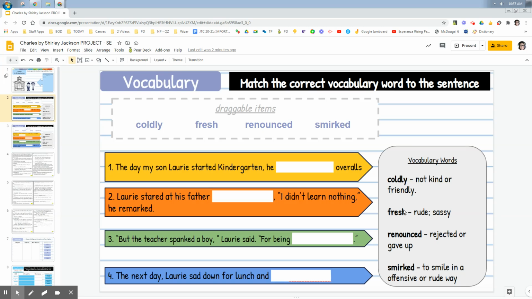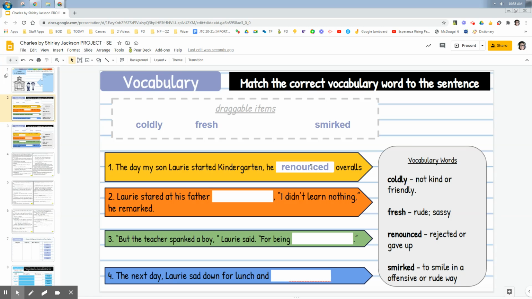So the next one is renounced, meaning to reject or give up. The day my son Lori started kindergarten, he renounced overalls. So he rejected or gave up overalls. That makes sense. That means he doesn't want to wear them anymore. Let's check the last one. The day my son Lori started kindergarten, he smirked overalls. So smirk means to smile in an offensive or rude way. So he smiled overalls. Well, that doesn't make sense either. So what you're going to do is now take renounced, and you're going to drag it over here where it fits inside the white space to show that's what word goes in that white blank.